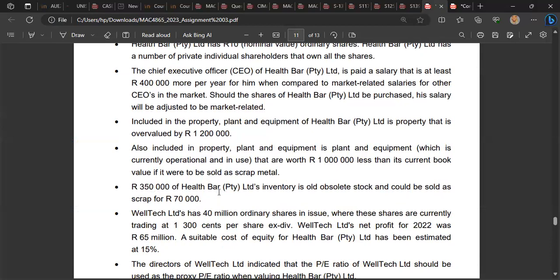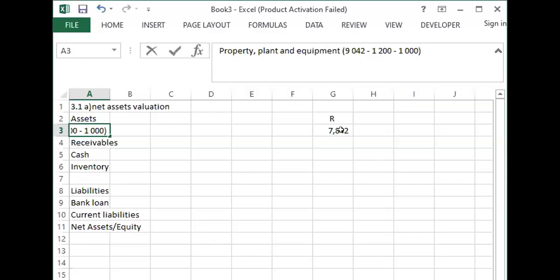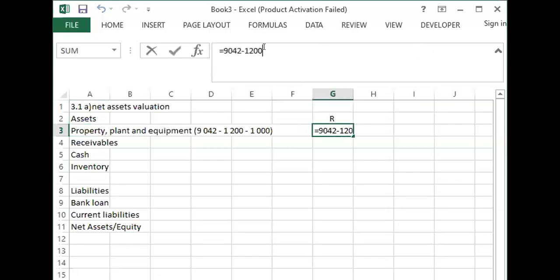Then 350,000 of Health Bar inventory is old and obsolete and could be sold as scrap for 70,000. Okay, so I think we are done with PPE. Let's make the adjustment there, so there should be another minus 1,000. You see how easy this is so far. Let's adjust the inventory.